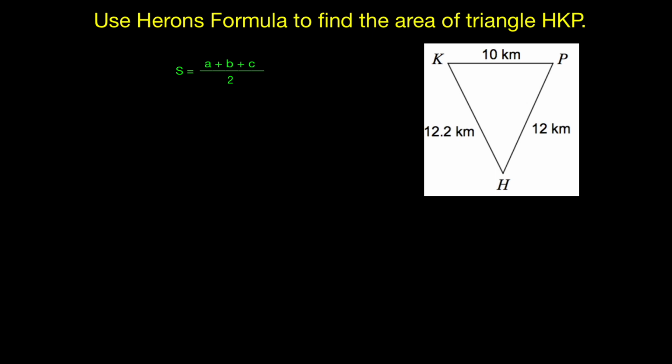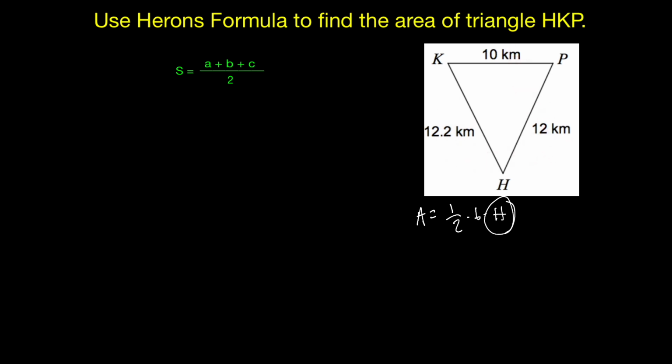Use Heron's formula to find the area of triangle HKP. Heron's formula is useful to find the area of a triangle when you have all three sides. Notice that for this triangle we don't have the height, so we can't use the famous formula 1/2 times the base times the height, because again we don't know what the height is.